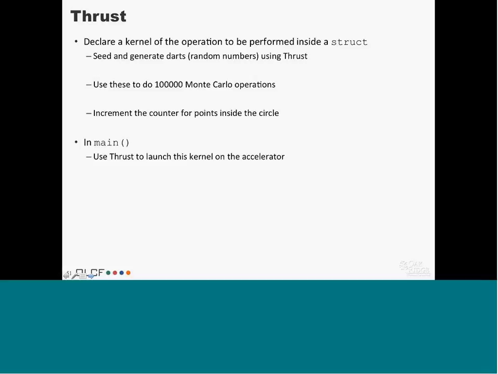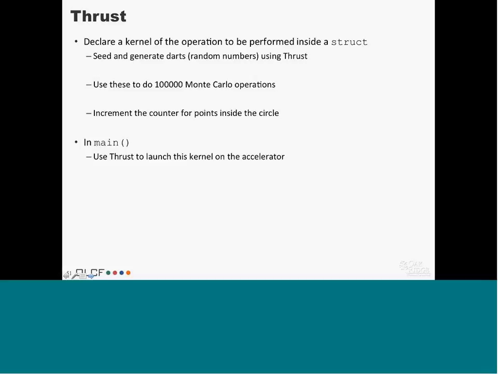All right. What we first do is declare a kernel of the Monte Carlo operation inside of a struct. If you're not familiar with a struct, it's similar to a C++ class. We want to use Thrust, which provides a really nice random number generator function that we can call from our kernel. We feed it our random number generator and generate our random numbers.